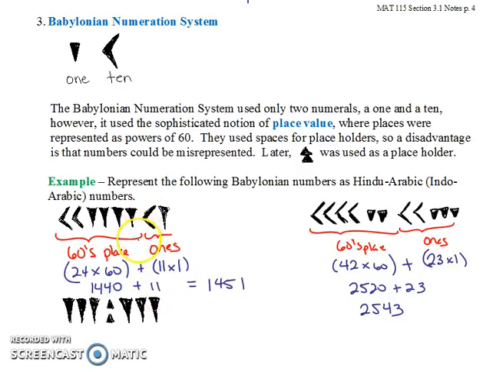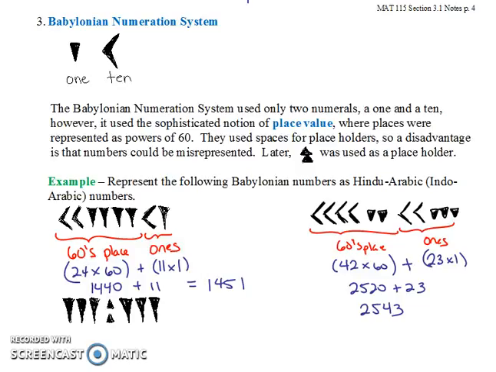And then you go over to the next spot. That is the 60 spot because they based their system on powers of 60. So since that is the 60 spot, that number represents 10, 20, 1, 2, 3, 4. It's in our 60 spot, so we multiply it by 60, and that gives us 1,440. So this number is actually 1,451. And then we did a similar thing with this example as well.